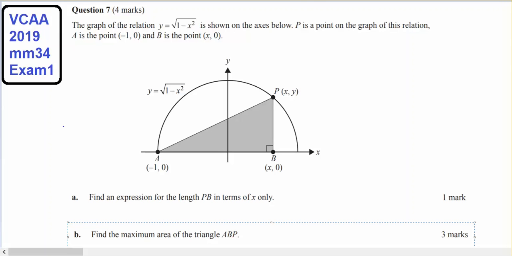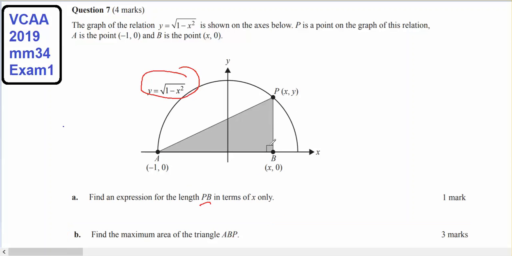This is for mathematical methods. It comes out of question number 7 in the VCAA 2019 maths exam. So we've got this relation, and we've been given its rule, y equals that. Point B is at x, that's point P. Find an expression for the length of P to B.